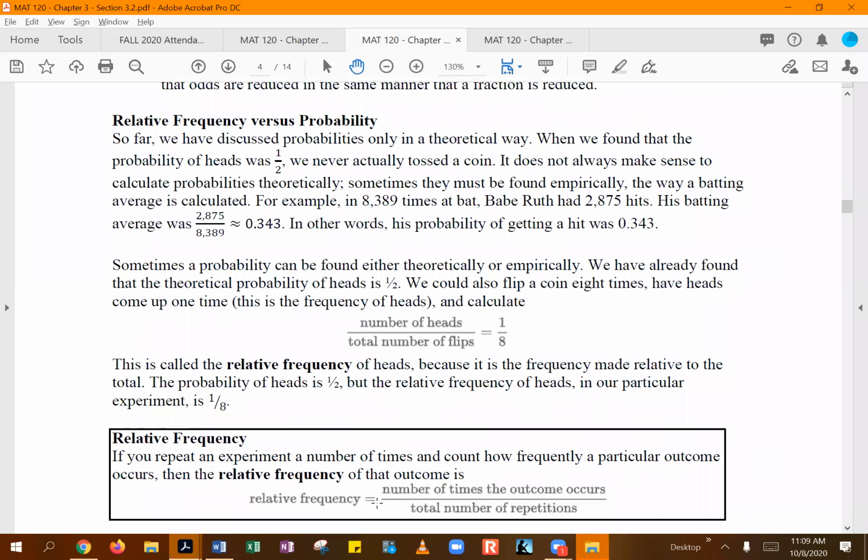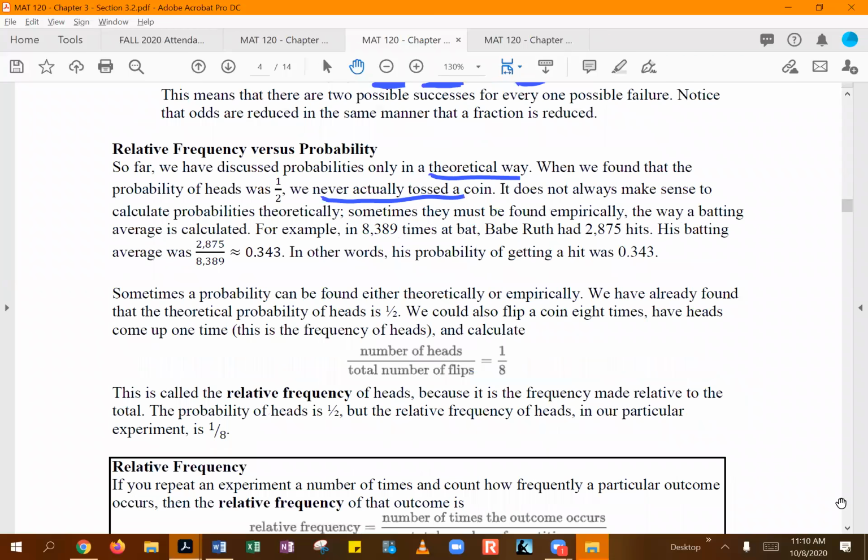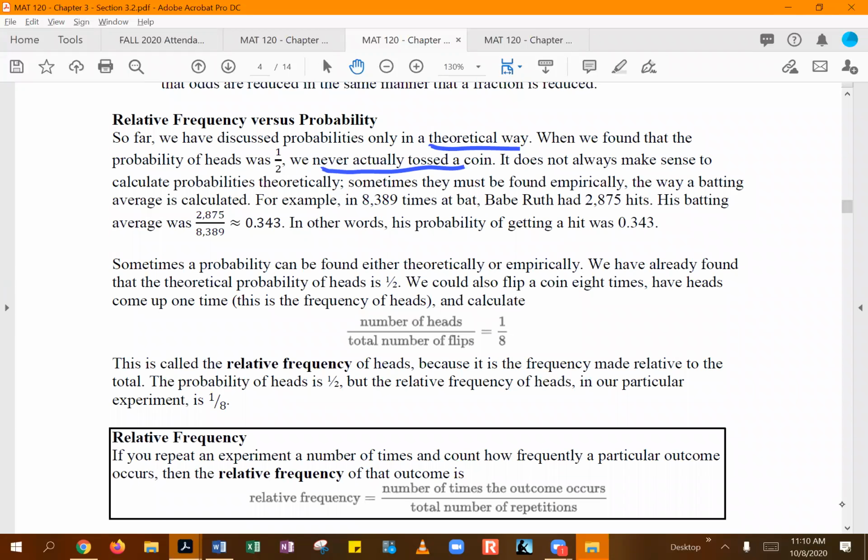So this one you can see we're getting into the relative frequency, comparing that with probability. So they are talking about, when we found that the probability of getting a head when you are tossing a coin is 1/2, they are saying we never actually tossed a coin. We are just doing this in a theoretical way, just by looking at, okay, we know tossing a coin, you can either land on a head or a tail. And so if you land on a head, that's 1 out of 2 as our probability, using the formula that we have over here.